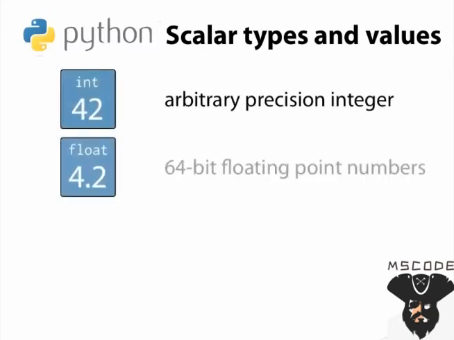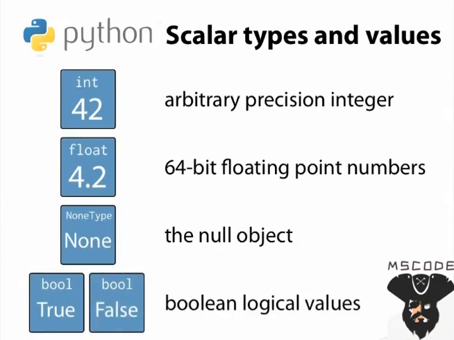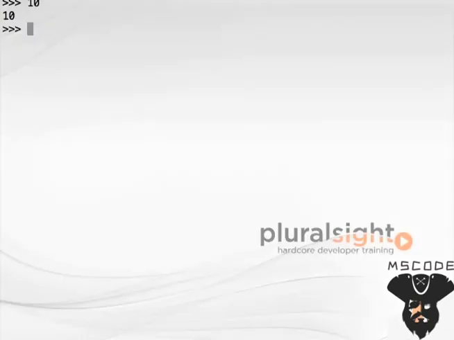int, float, None, and bool. We'll provide basic information about these now, showing their literal forms and how to create them. We've already seen quite a lot of Python integers in action. Python integers are signed and have for all practical purposes unlimited precision.